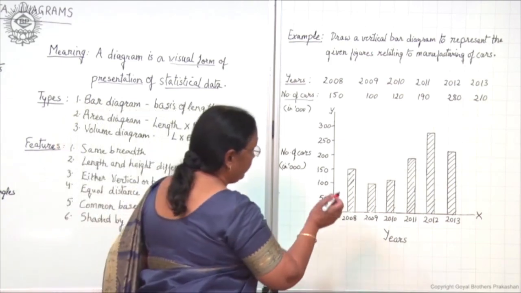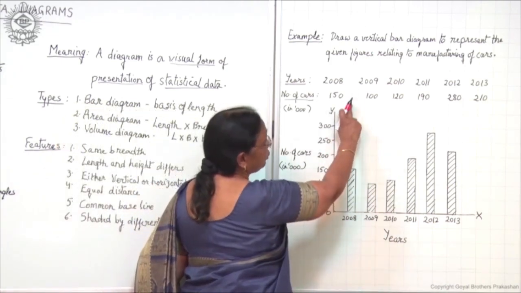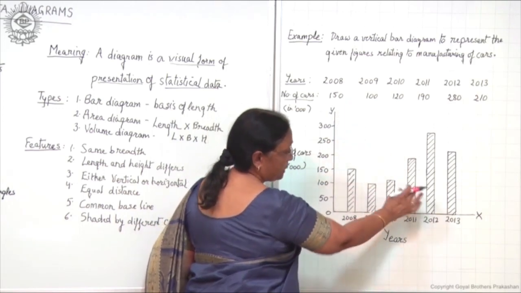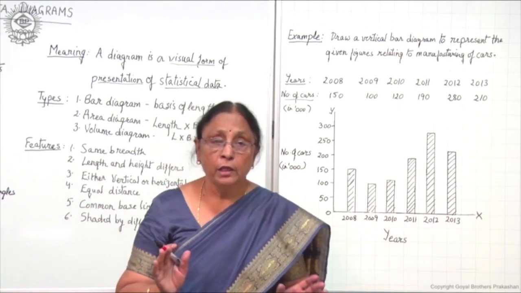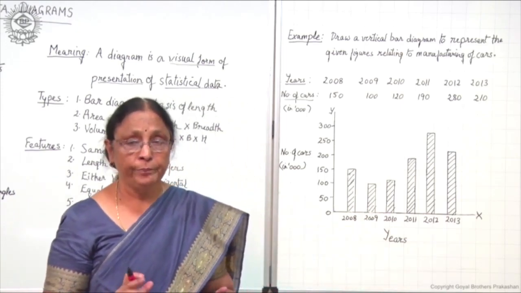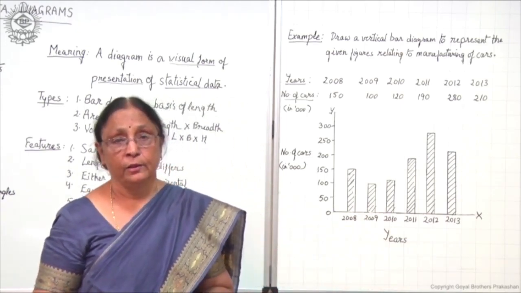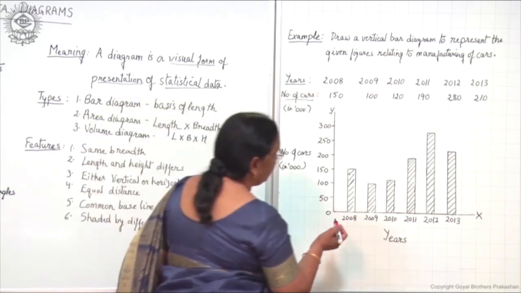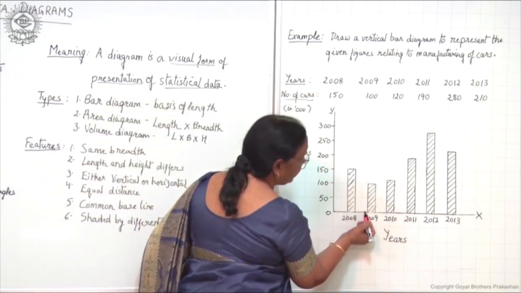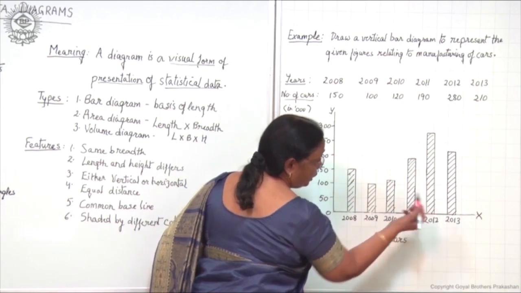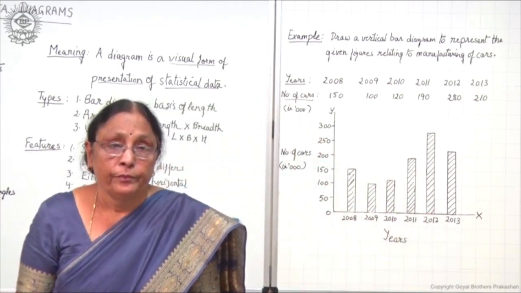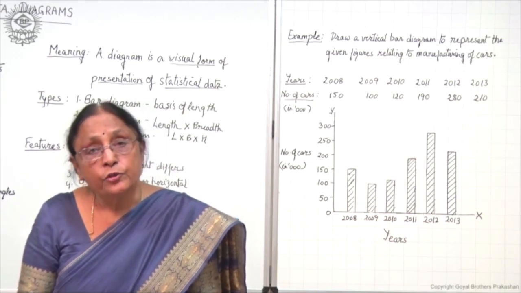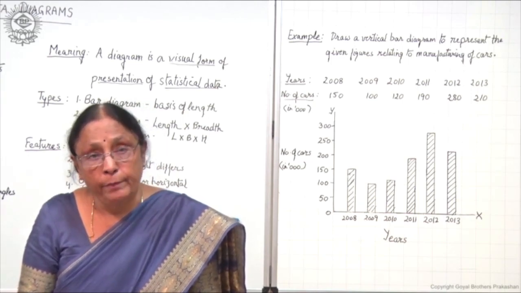So, remember always, the length of the bar is on the basis of this data, and the width has to be the same, and that is according to your choice, but not very broad. Another thing you should remember here is that the gap between each bar, as you see here, should always be the same. Each bar should have the same gap.